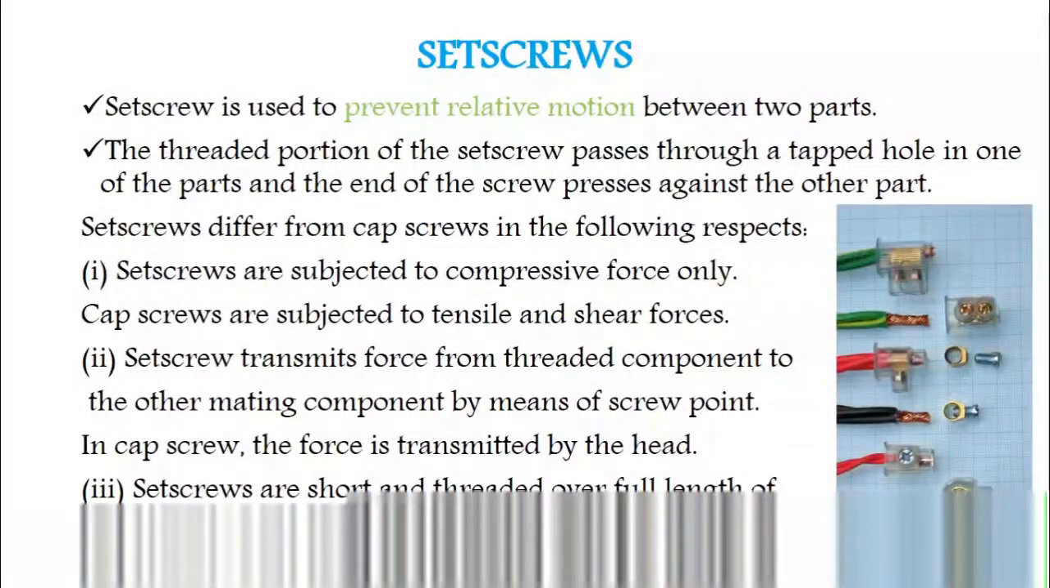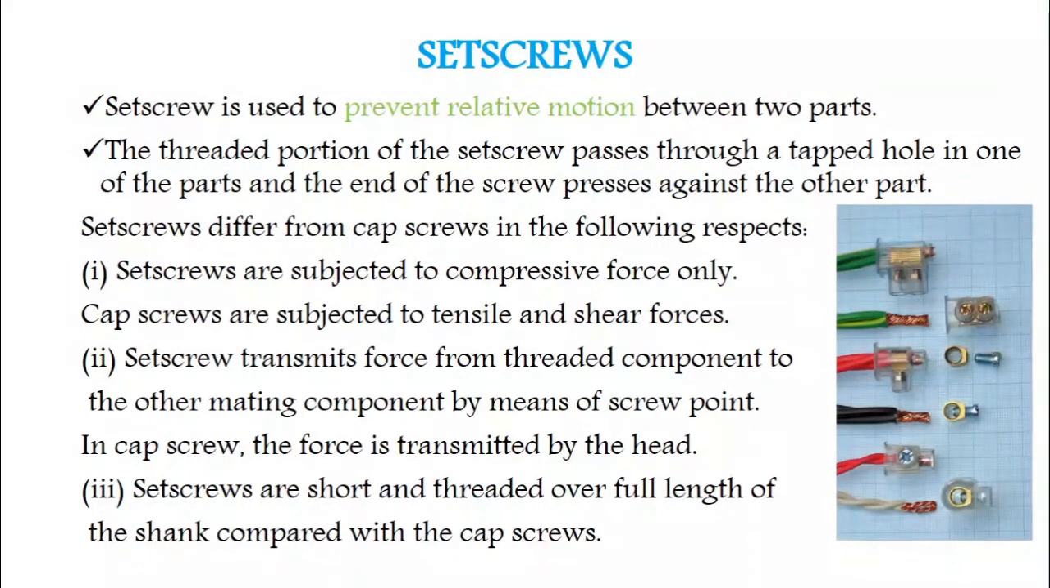Set screws. Set screws are used to prevent the relative motion between two parts. The threaded portion of the set screw passes through the tapped hole in one of the parts, and the end of the screw presses against the other part.